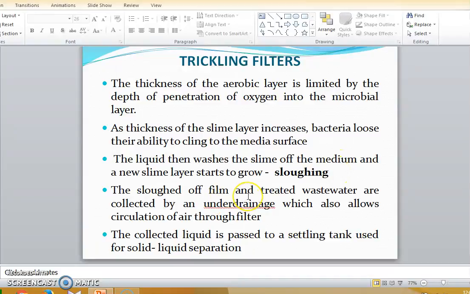The sloughed off film as well as the treated wastewater is collected together by the under drainage system. And another purpose of this under drainage system is that it allows the passage and circulation of air through the filter, so that we can maintain aerobic conditions inside the filter medium. So after that, the collected liquid is passed to a settling tank which is used for solid liquid separation.